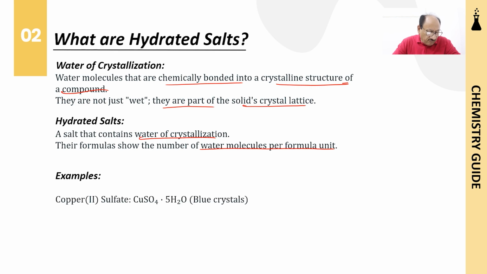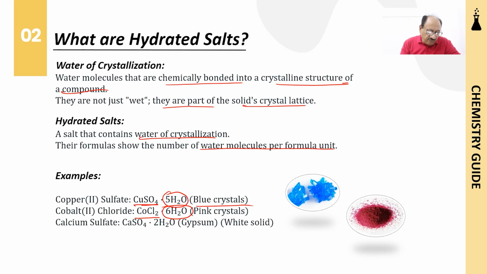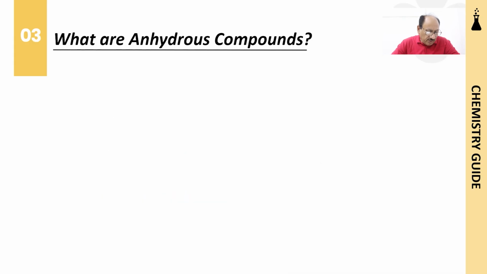For example, copper(II) sulfate, CuSO4, will always have 5H2O, and these are blue crystals when hydrated. Then cobalt chloride is stored with 6 water molecules, and these are pink crystals. And calcium sulfate has 2 water molecules, and this is a white solid.